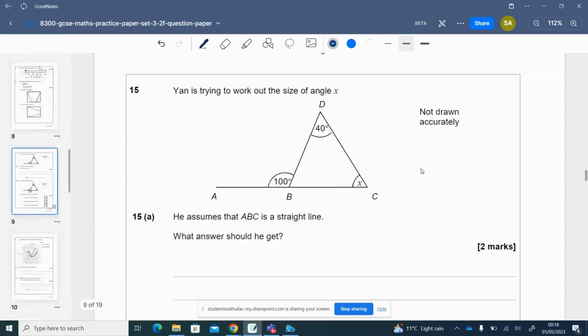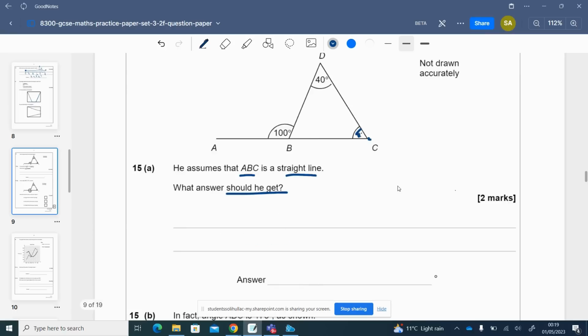Question number 15, Jan is trying to work out the size of angle x. So we need to work out this angle x here. He assumes that ABC is a straight line. So this is ABC, this line is a straight line from this point to this point. What answer should he get? So if the line is a straight line, that means angles on a straight line add up to 180 degrees. That means that if we know that this angle is 100 degrees, this angle will be 180 minus 100, which gives you 80 degrees. So this angle will be 80 degrees if this line is a straight line.